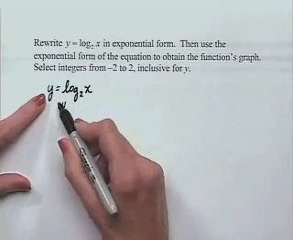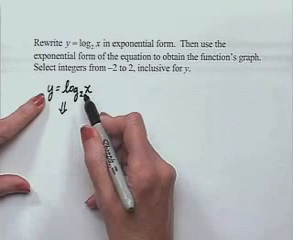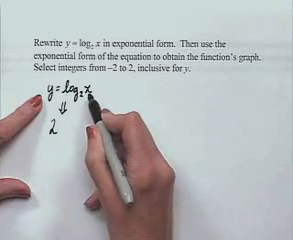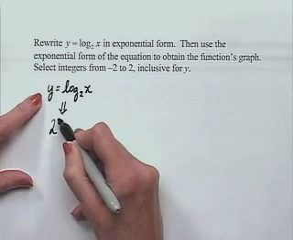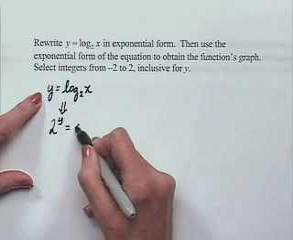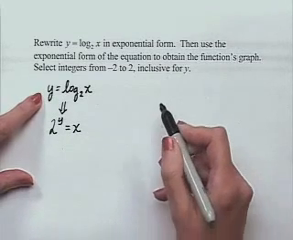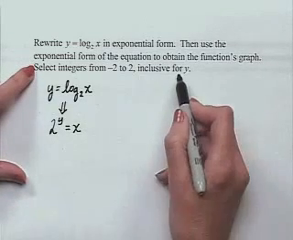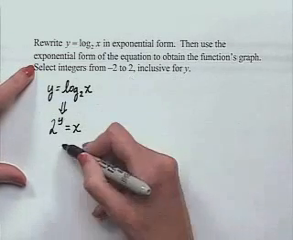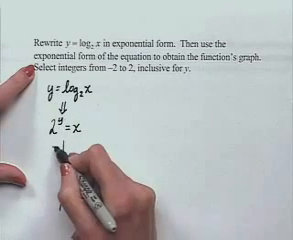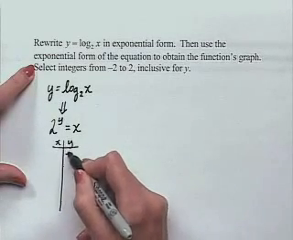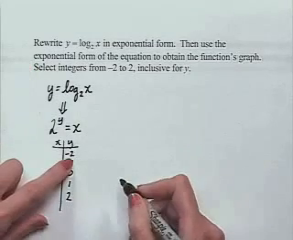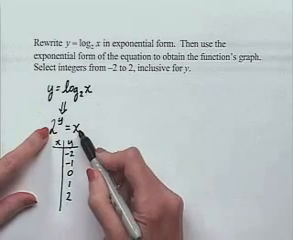Now, we read this y equals log base 2 of x. The base in the exponential form will be the value of 2. A logarithm is equal to an exponent, so we're going to have our exponent equal to y, and this will equal the value of x. We're asked to come up with a value for y between -2 and 2, and we're going to substitute into this equation. So we have -2, -1, 0, 1, 2. As we substitute for y, we're going to be able to evaluate x.